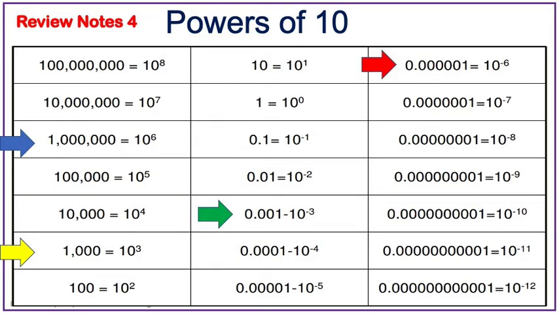Let us read the table on your screen to familiarize your eyes using the power of 10. 1 million with arrow blue is 10 to the 6. 1,000 with arrow yellow is 10 to the 3. 0.001 with green arrow is 10 to the negative 3. 0.000001 with red arrow is 10 to the negative 6. I hope you get the point of the use of the power of 10. We will use it in the board exam to convert those big values to its original basic units.